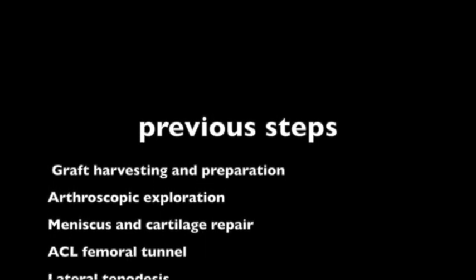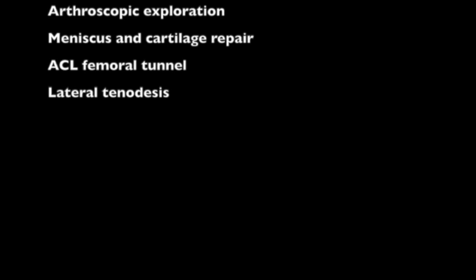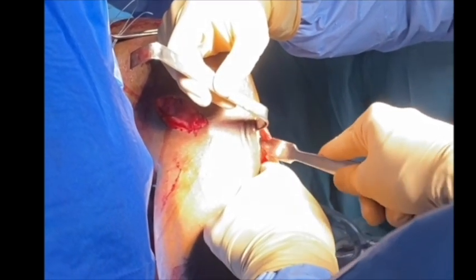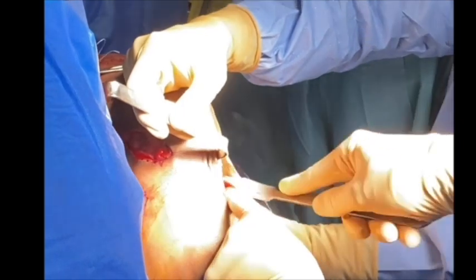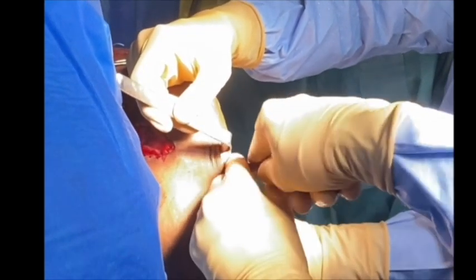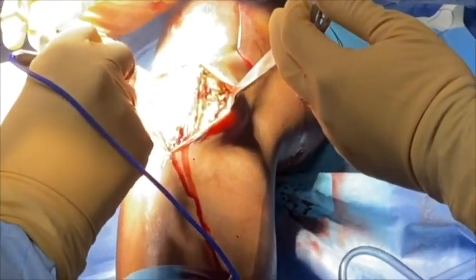Several steps have been done before the osteotomy, including graft harvesting and preparation, arthroscopic exploration, meniscus and cartilage repair, femoral tunnel for the ACL, and the lateral tenodesis. The approach is slightly medial, extending the classic hamstring harvesting approach. We then elevate the MCL and protect it with the Hohmann retractor.